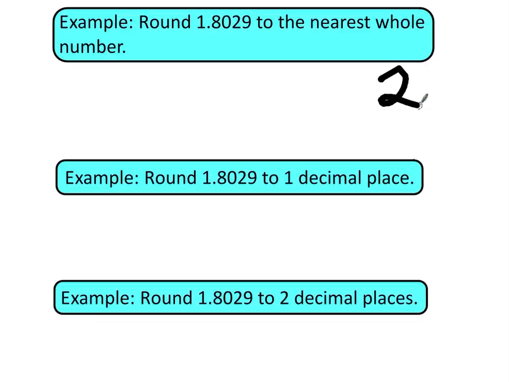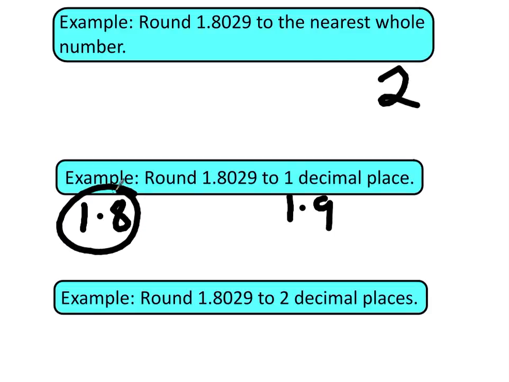Now, let's get into some more details about this. We're now looking at decimal places. So 1.8029 to one decimal place, we are allowed to consider the number line 1.8 and 1.9, and this question is somewhere there. So it's the same principle. You're asking yourself, is it closer to 1.8 or 1.9? So the answer is, of course, 1.8.